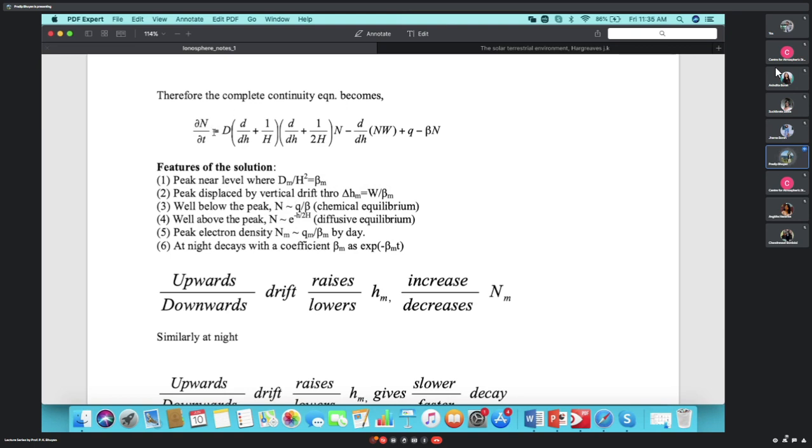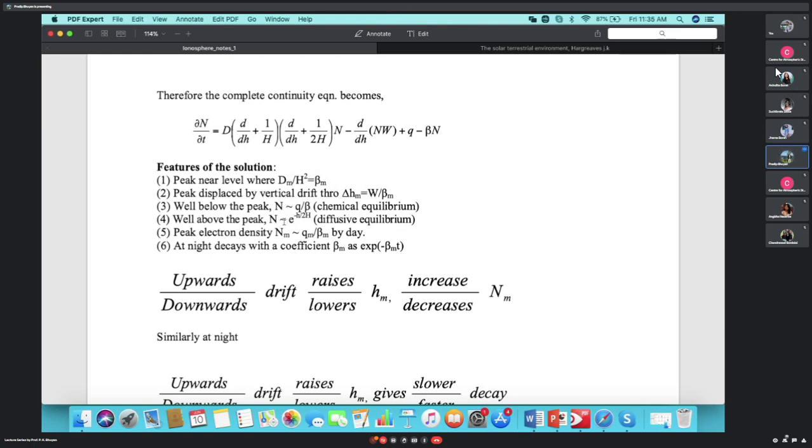Features of the solution. If we solve this equation at the height of the maximum, then you will get dm by h square is equal to beta m. If you have a vertical drift, then the peak will be displaced by this amount, delta hm. Now, if you are considering a height much below the peak height, your electron density is simply q by beta. Okay, this is nearly equal to q by beta.